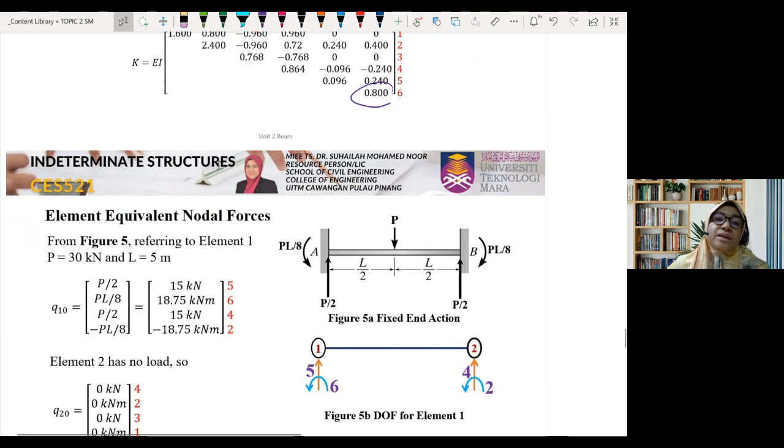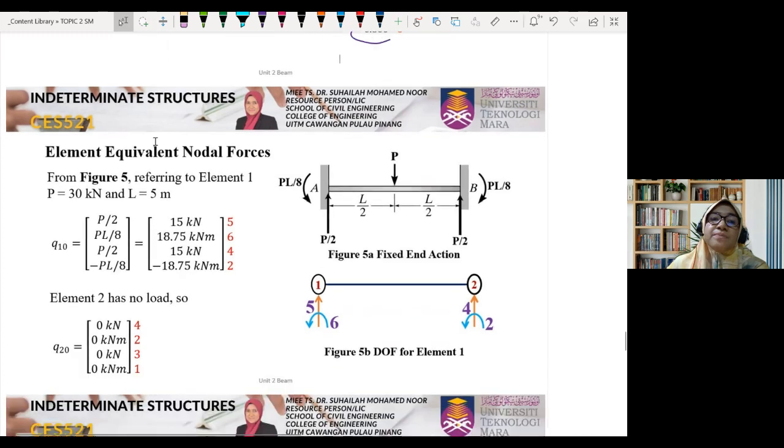It is called element equivalent nodal forces. Same as with K, we need to analyze the element first, and only then can we combine them to have the structure stiffness matrix. So when we want to analyze the intermediate loading, we need to analyze element by element, starting with element number 1 followed by element number 2.